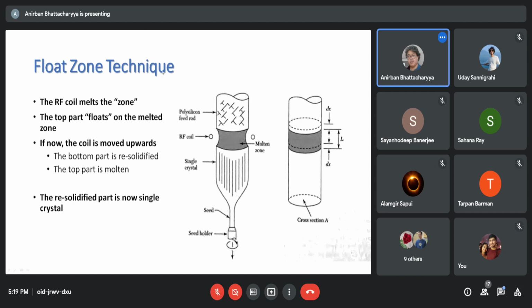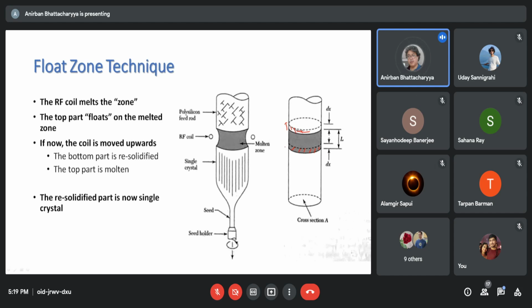Yes or no? So this portion, let's change the color. So this portion has moved up, right? This part is now liquid, and this part has solidified. Okay, this part is solidified.